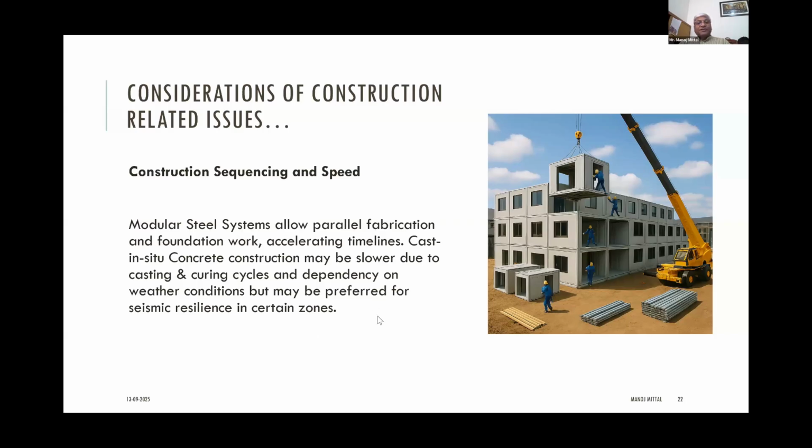And also there's the weather dependency on such systems. So it depends upon the client requirement, what kind of sequencing they are looking for and what kind of speed of the project they are looking for. We need to consider that also during our conceptual planning stage. I'm highlighting these points because often we ignore them and we just think about what is the best system which is structurally efficient and fulfills the codal requirements.